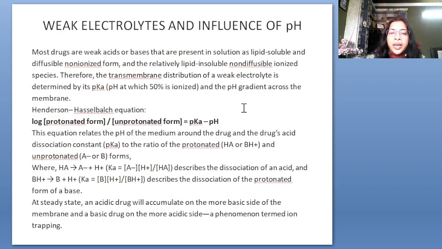This can be understood by the Henderson-Hasselbalch equation, which is: log ratio of protonated form and unprotonated form is equal to pKa minus pH. This equation relates the pH of the medium around the drug and the drug's acid dissociation constant pKa to the ratio of protonated and unprotonated forms. At steady state, an acidic drug will accumulate on the more basic side of the membrane and a basic drug on the more acidic side of the membrane. And this phenomenon is termed trapping.